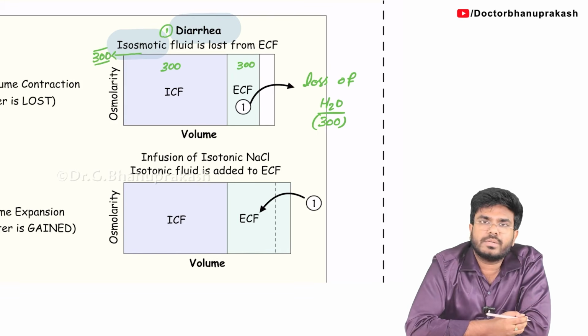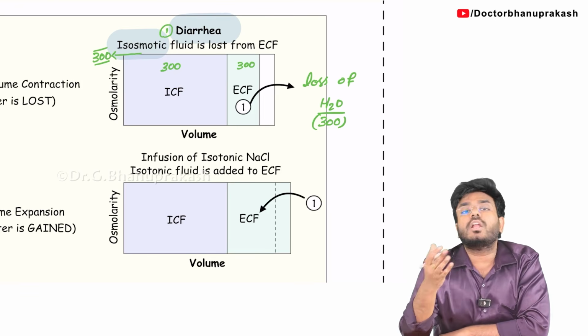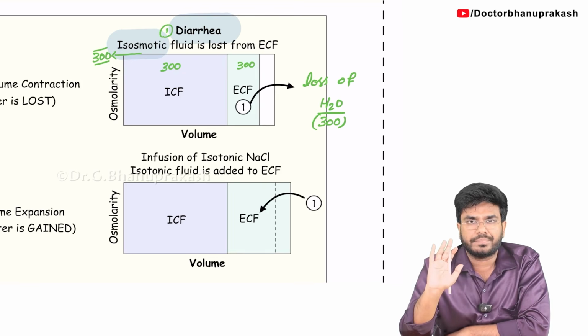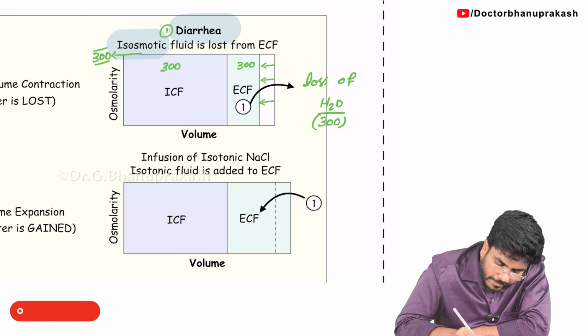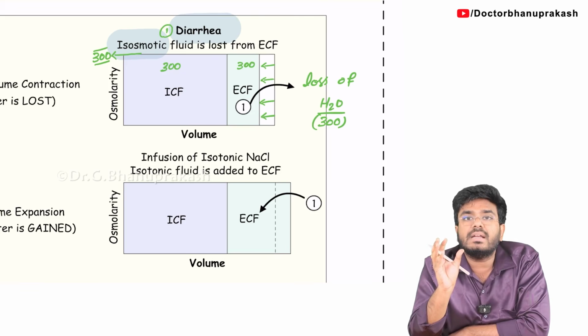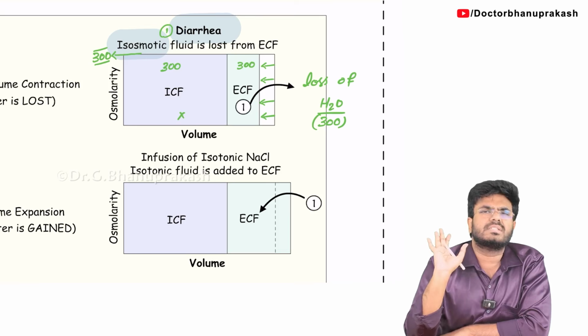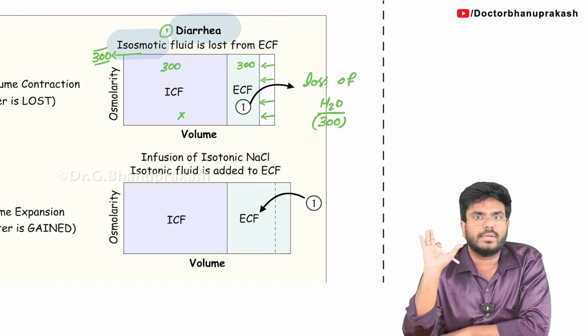The osmolarity is not changing because the fluid that is being lost is not a hypertonic fluid or a hypotonic fluid. It is an isotonic fluid. So osmolarity is not changing. So what is changing here, sir? The extracellular fluids are shrinking. There is volume contraction. The extracellular fluids are decreasing. There is no change with the intracellular fluid, only the extracellular fluid is decreasing. Simple. The person is losing fluids out of the body, so extracellular fluids decrease. That's it. First example completed.